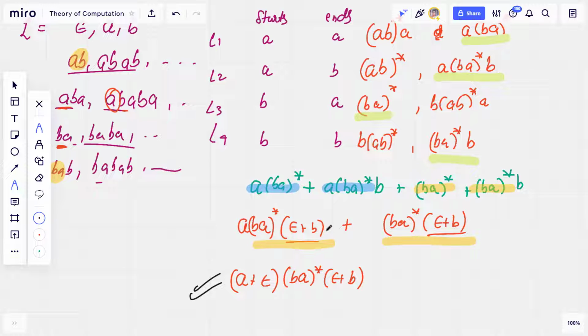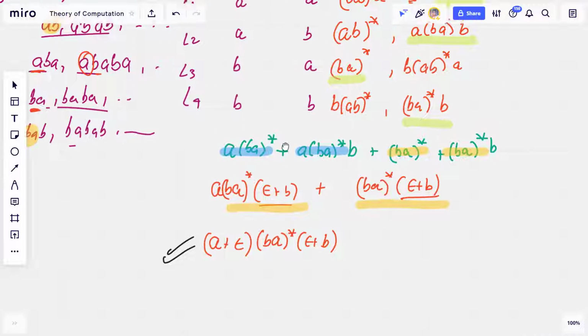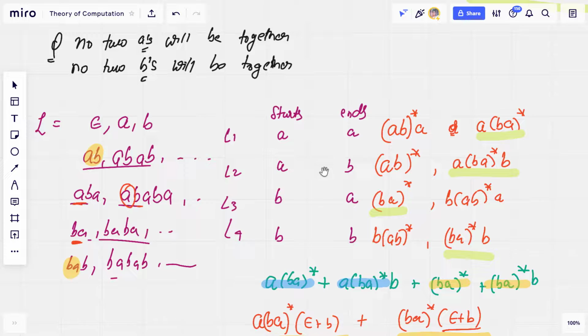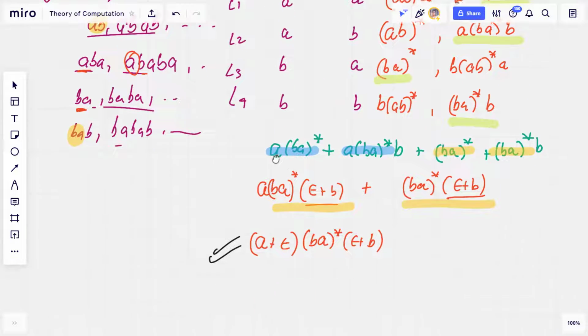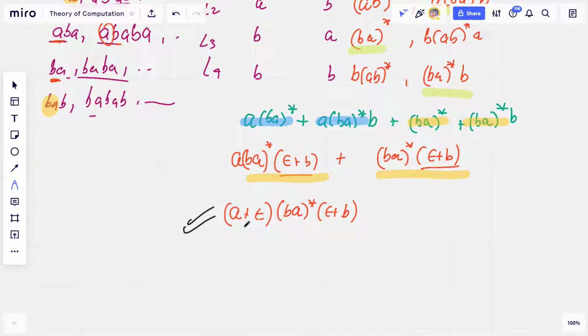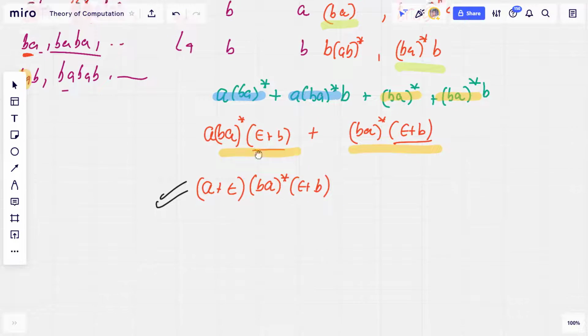I'll give you one shortcut for how you can represent what just happened here. I mean, if it is asked in an MCQ, there's a shortcut to this language. See, what are we given? No two A's or no two B's can come together, right? It depends how you see it, but according to me, it's a shortcut.